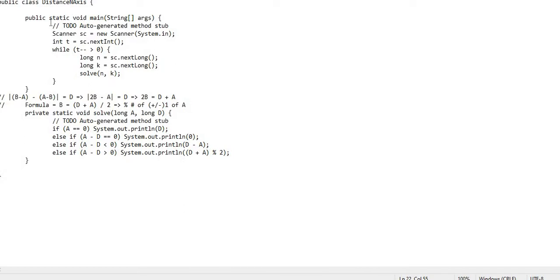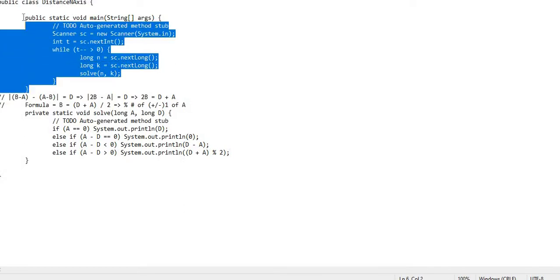Here I have created a file, distance and axis, and I have mentioned the main function which accepts the two parameters n and k. I am annotating n as a and k as d, that is the distance or the difference, and we have to find out the B value over here.